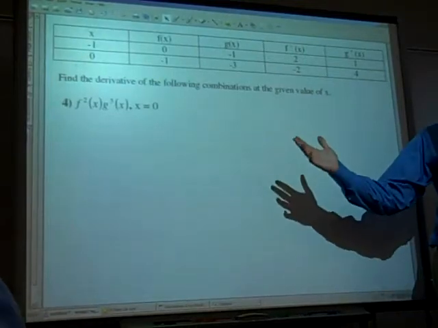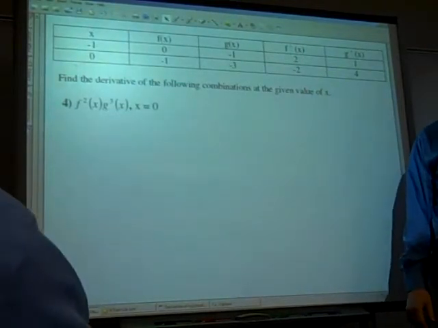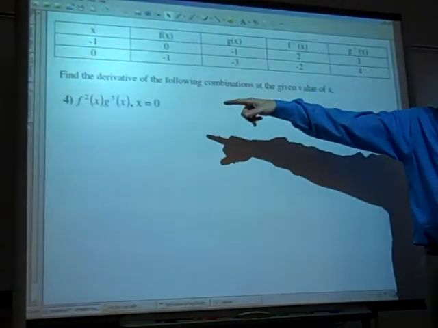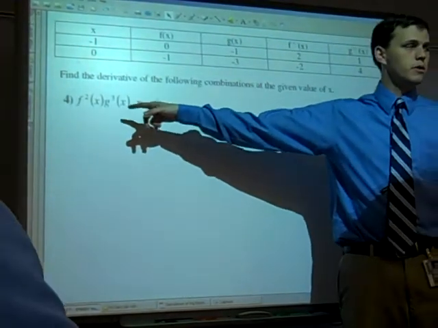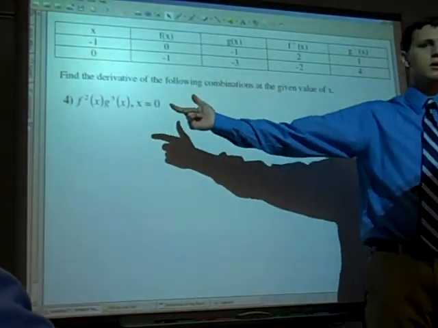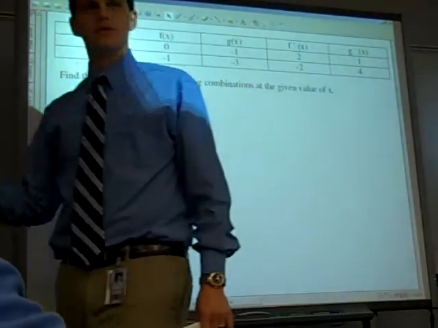This is problem number 4 from the practice test. This is difficult because I've got two functions, each being raised to a power. So this is like f of x squared. This is like g of x cubed. So when I find the derivative of this, what rule do I need to use?